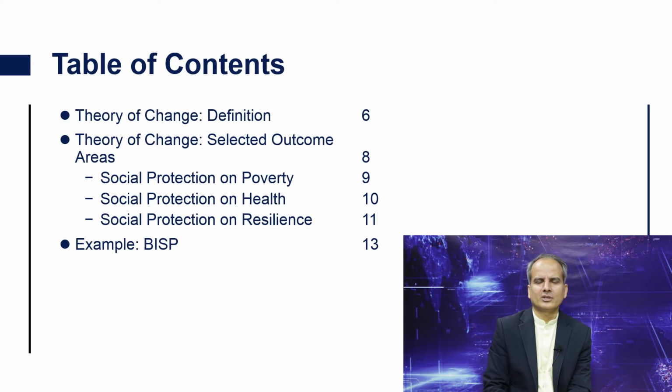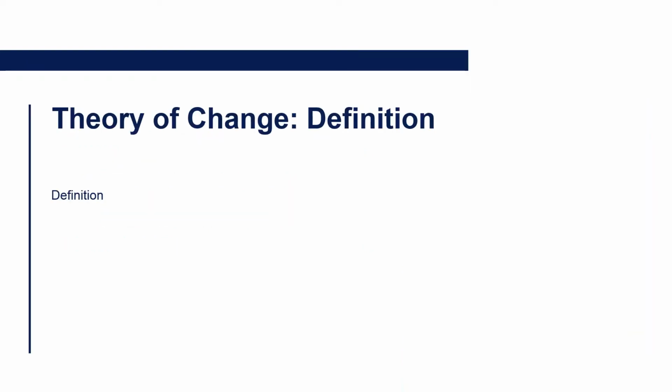And during the discussion, wherever applicable, we'll also be picking some examples from Pakistan's social protection programs and linking the global evidence to the outcomes in terms of poverty, health, and resilience from Pakistan. I will start with a quick introduction of the concept of the theory of change before diving deeper into the evidence based on social protection outcomes.